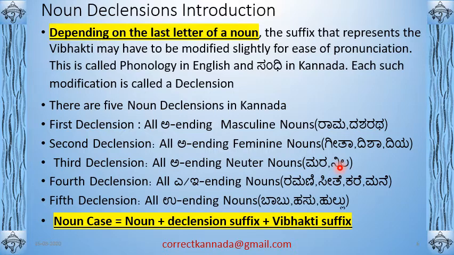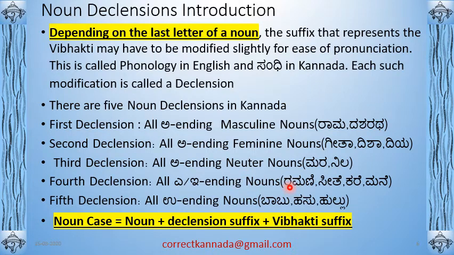It's called Nila. So these I-ending neuter nouns will belong to a third declension, where you have to add a specific letter to attach it to the Vibhakti comfortably. Fourth declension: all A or E ending nouns. This is common to masculine, feminine, and neuter. For all three types of genders, you will still use the same. There is one particular letter that you have to include.